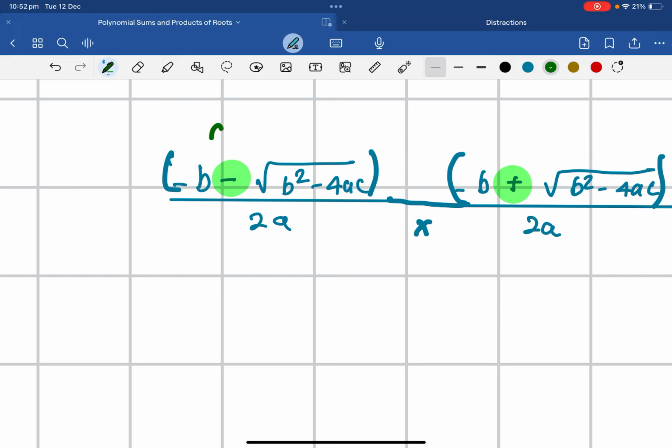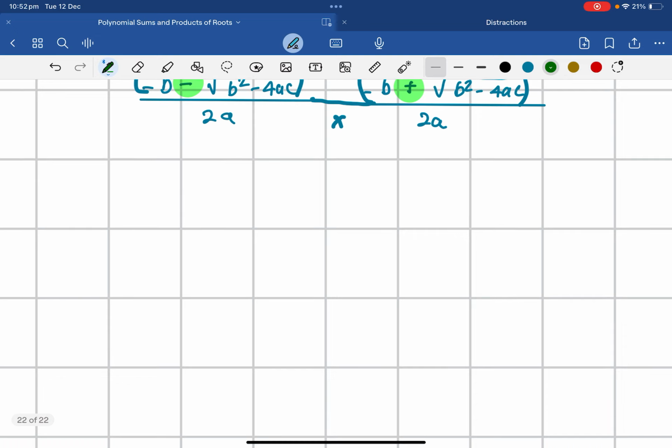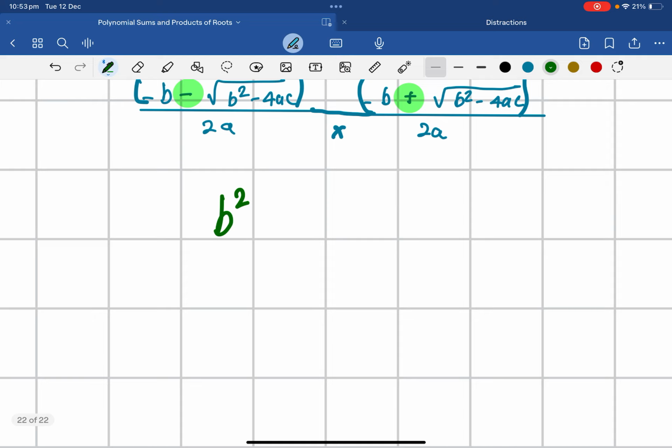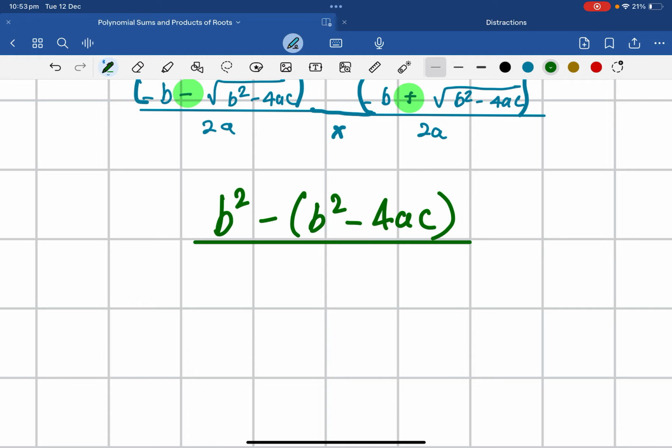So this looks like a minus b, a plus b. So you can use the difference of two squares. Yes, you're right. So minus b, what's minus b squared? That's just b squared, and then this one, root b squared minus 4ac. Well, if you take the square of root b squared minus 4ac, you're just going to find minus b squared minus 4ac over, well, of course, it's going to be 4a.